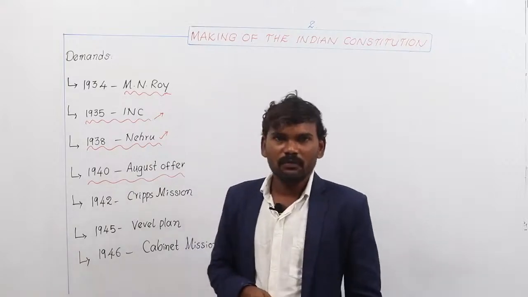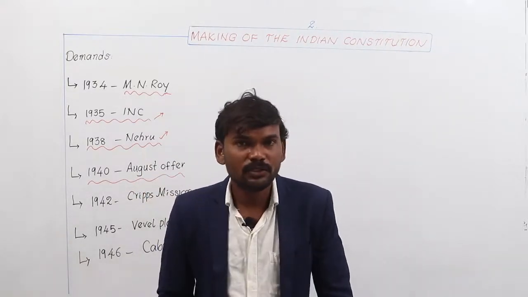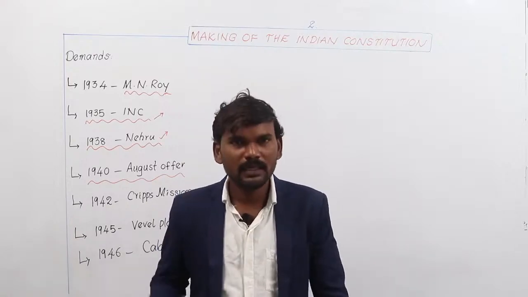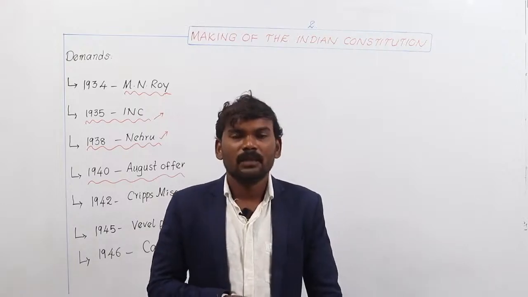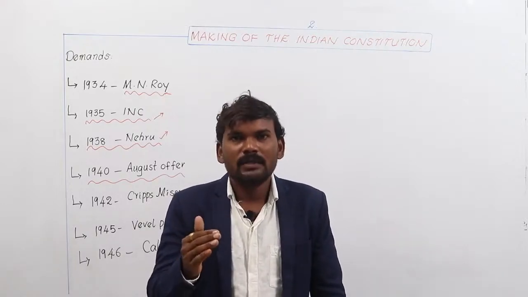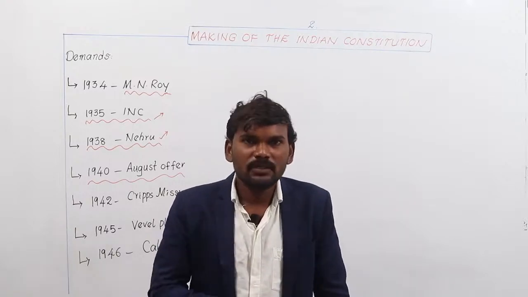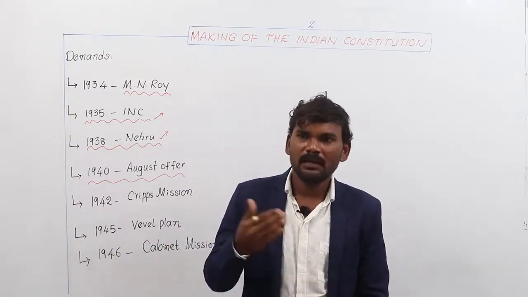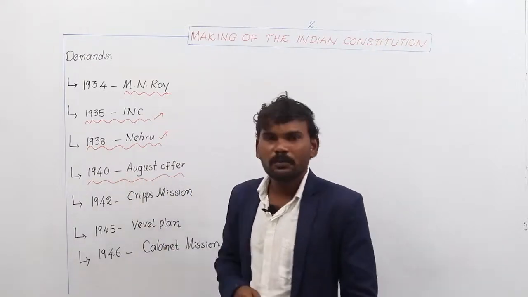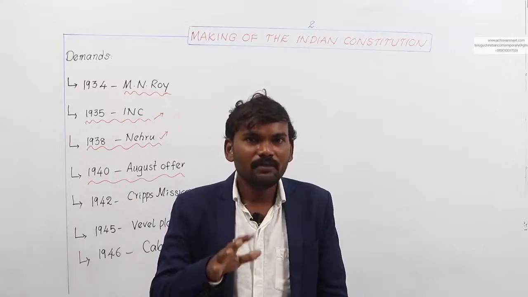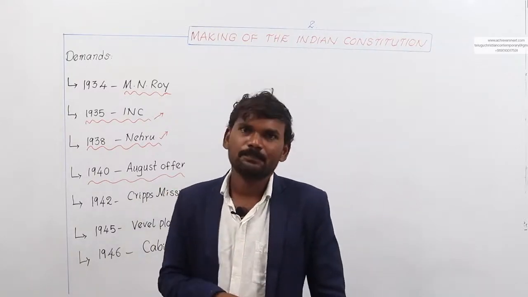During the Second World War, in 1940, Lord Linlithgow, then the Governor General or Viceroy of India, put forward a demand to the Indians. If Indians would cooperate in the Second World War and fight on behalf of Britain, they would be granted permission to make a Constituent Assembly and to make their own constitution. But Lord Linlithgow's proposals were rejected by the Indians. That's why the August Offer did not materialize.